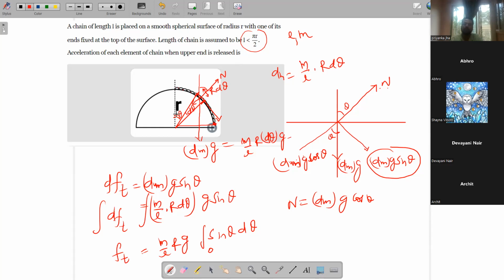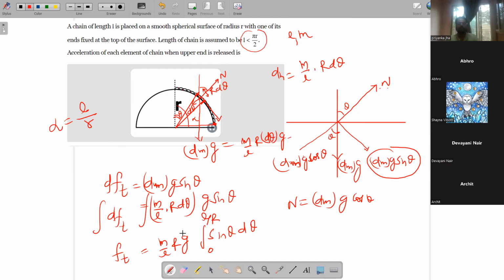So this complete angle will be, suppose this angle, so this angle will be theta equal to L by r. L means length of the chain, upon r, the radius. So this angle will be L by r.